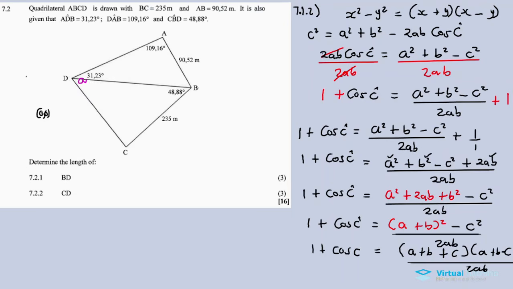Now 7.2 is a quadrilateral where we calculate lengths, right? So I think let me erase so that we can answer this last question. All right, 7.2 is a quadrilateral ABCD, which is drawn with BC equal to 235 meters and AB equal to 90.52 meters.